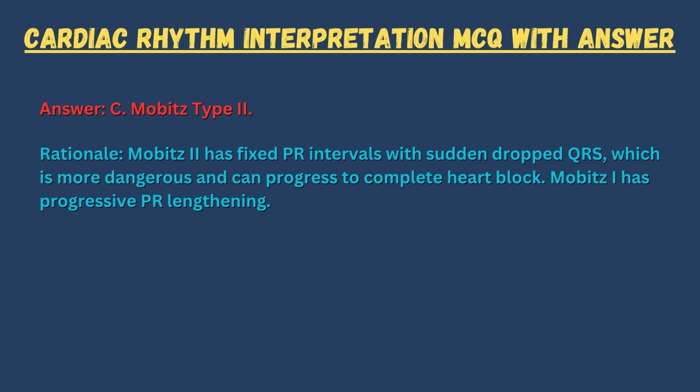Answer: C. Mobitz type 2. Rationale: Mobitz 2 has fixed PR intervals with sudden dropped QRS, which is more dangerous and can progress to complete heart block. Mobitz I has progressive PR lengthening.